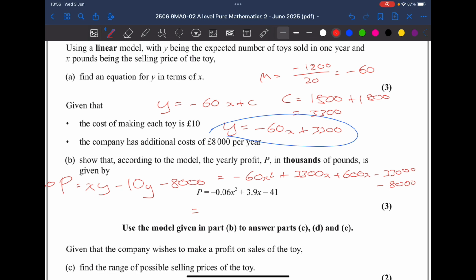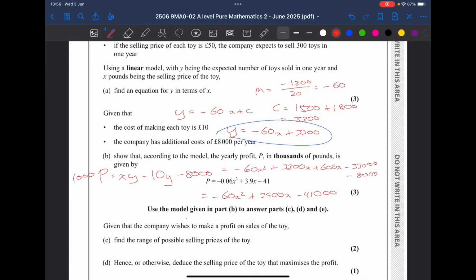Let's collect some of these bits. Still minus 60x squared. How many x's? I've got 3,900 x's. And then I've got minus 41,000 of that bit. And if I divide by the 1,000 on both sides, p is going to be exactly what they wanted, 0.06 negative of that x squared plus 3.9x minus 41. Looks good to me.